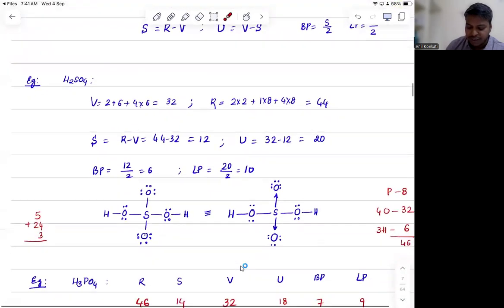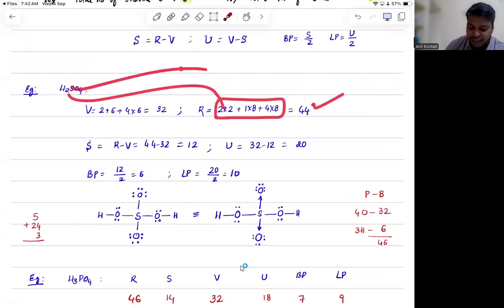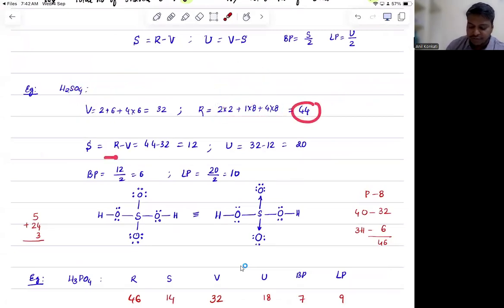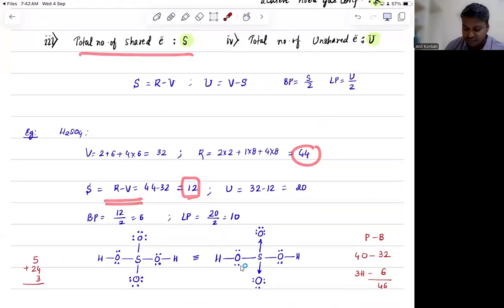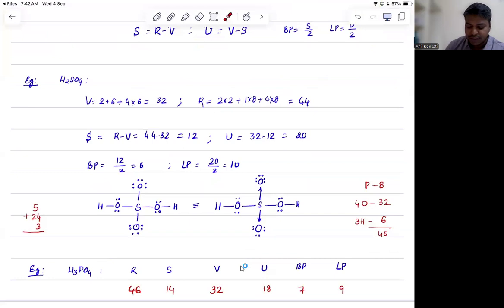For example, if you take H2SO4, the V value is 32. That is, total valence electrons are 32. To reach the octet, how much do we require? 44, because hydrogen requires 2, sulfur requires 8, oxygen requires 8. So that's how it is 44. The difference of those two is 12, which is the shared pair of electrons. And 32 minus 12, which is 20, is the unshared pair of electrons. So bond pairs are 6, lone pairs are 10. This is the hint we need to take and then draw the structure.